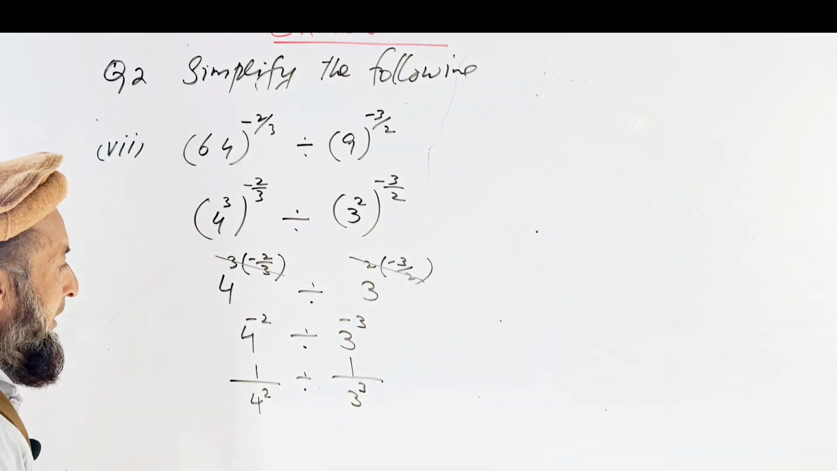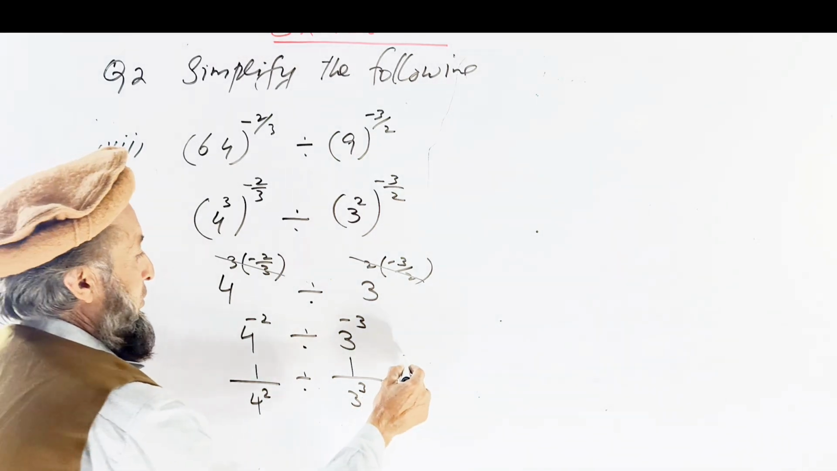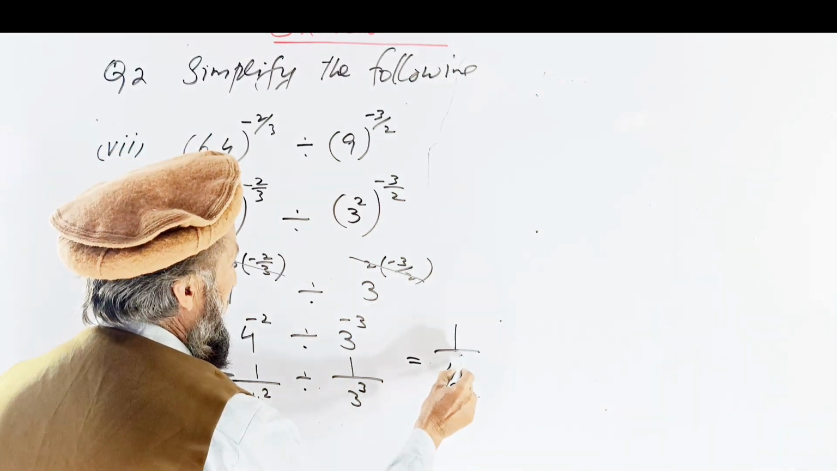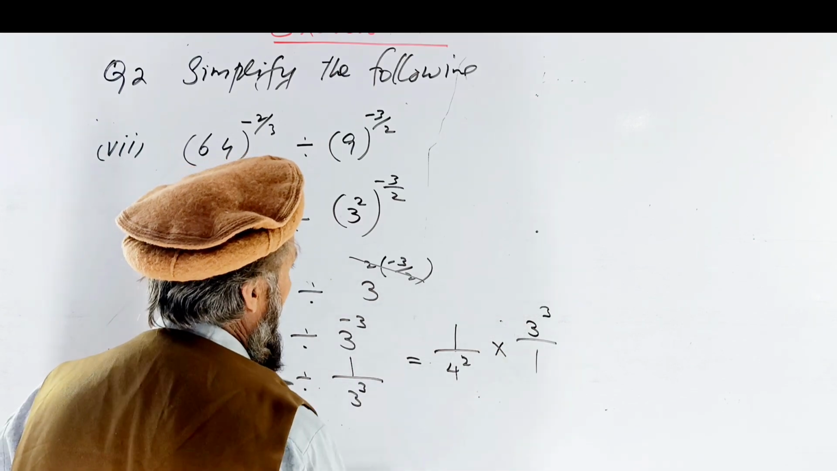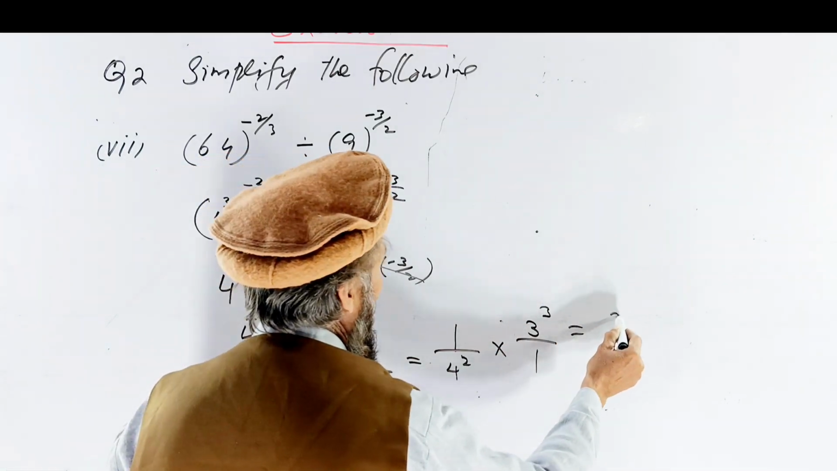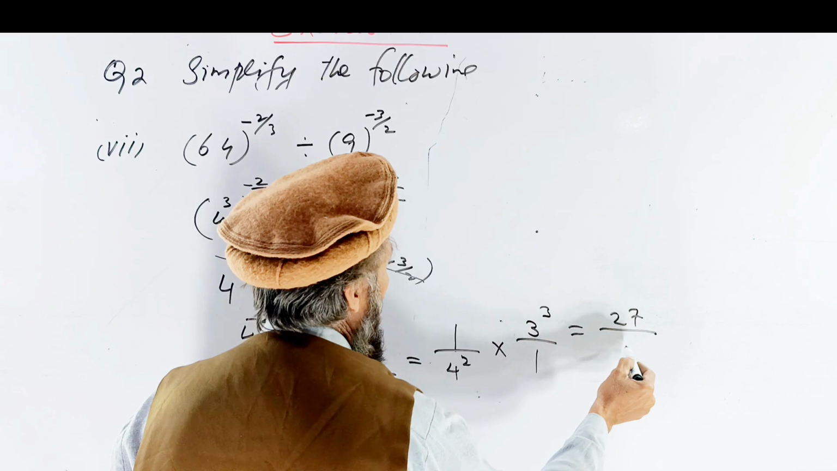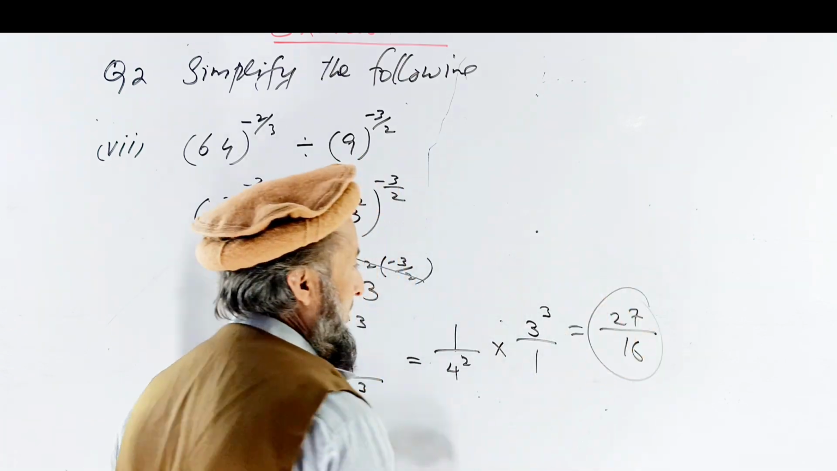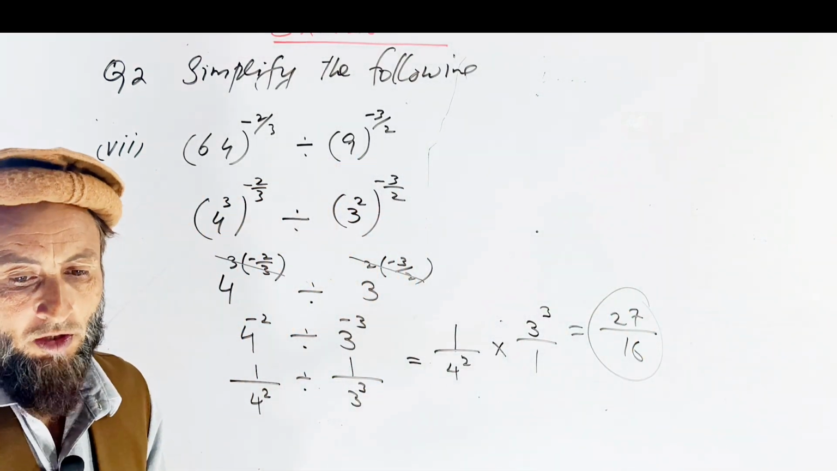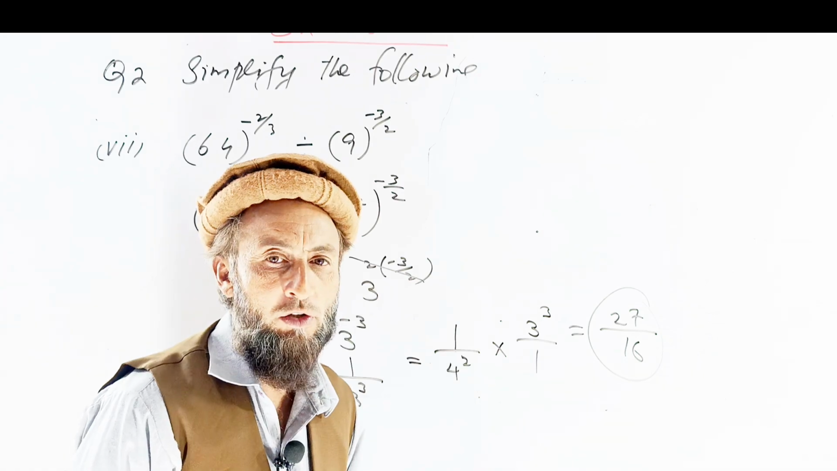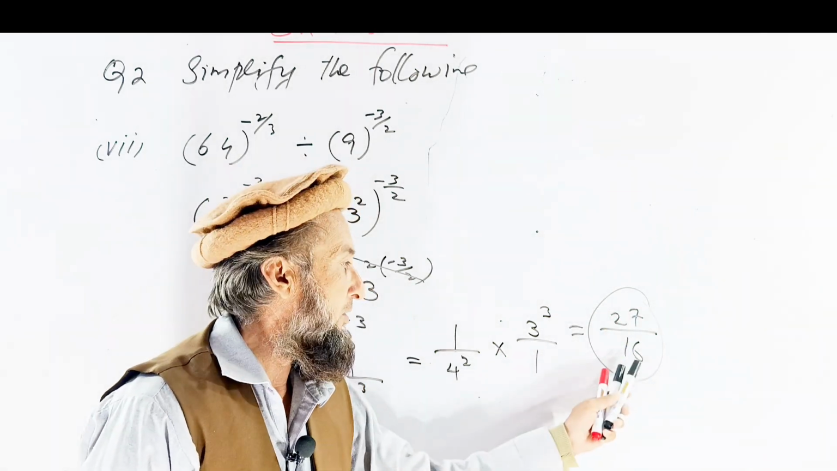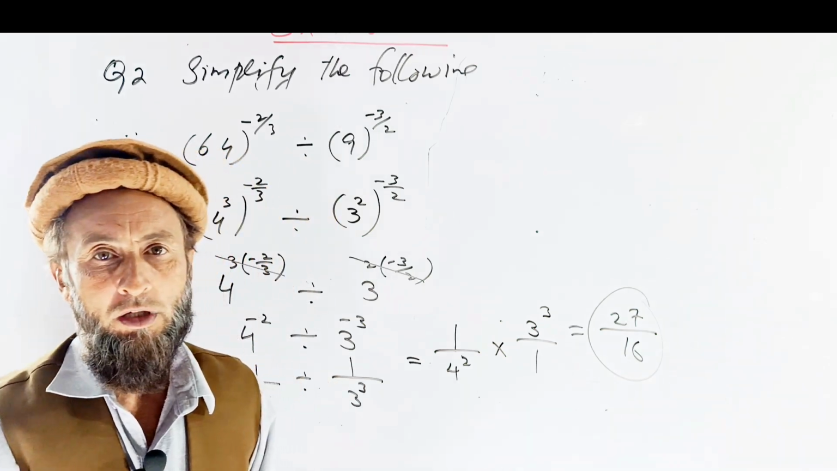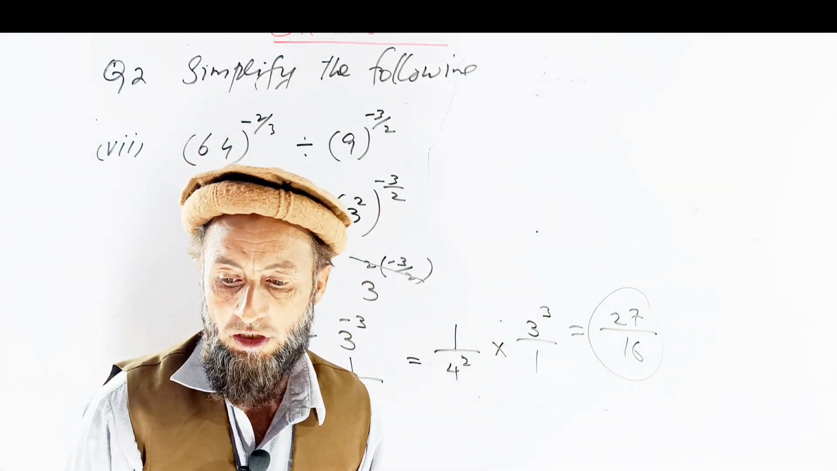Now in the case of division this will be changed to multiplication. So we can write 4 square multiplied by 3 power 3 divided by 1. So we get here 27 divided by 16 is the answer of this question. Now they both are not cancelled to each other because the numerator is an odd number and the denominator is an even number, so they cannot cancel to each other.